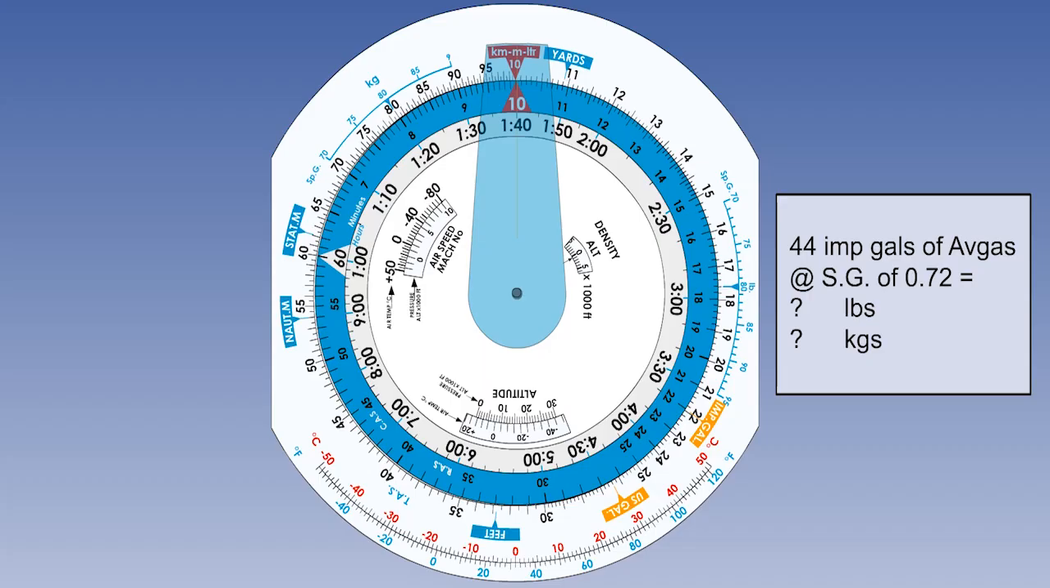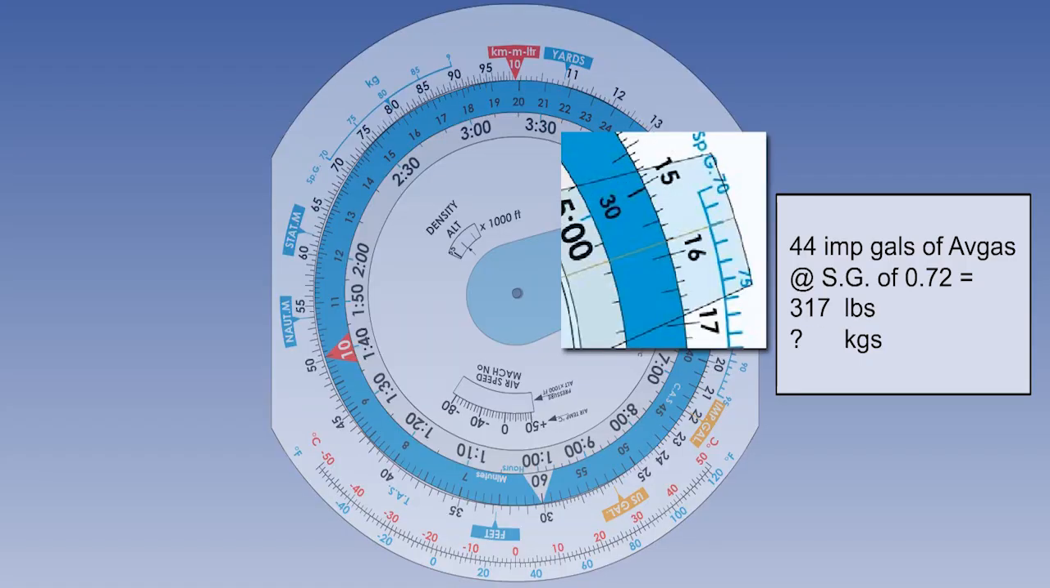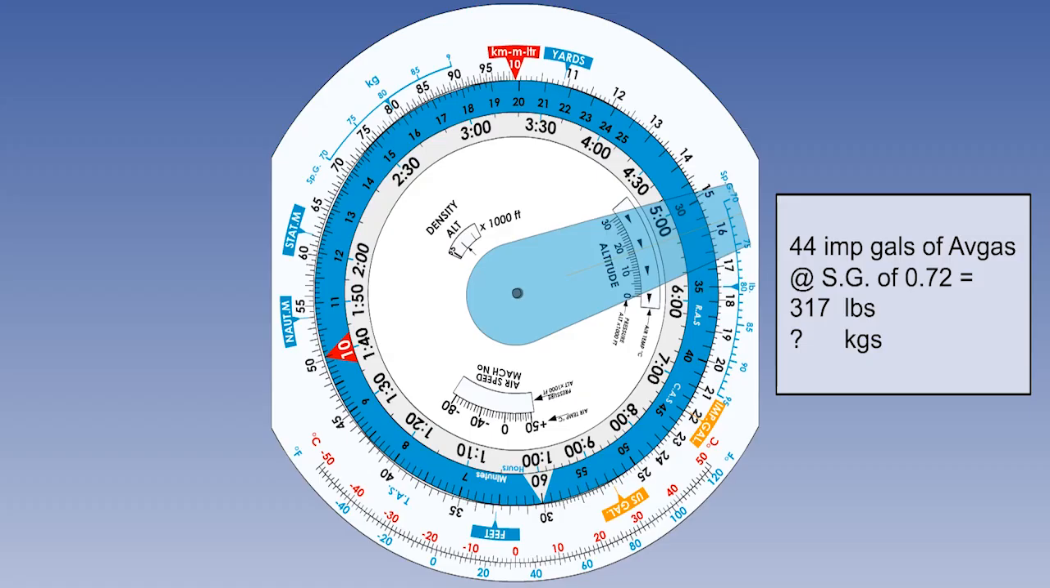Using the cursor, place 44 on the inner scale, under the imperial gallons index on the outer scale. Move the cursor so that it's aligned with 0.72 on the pounds SPG scale, and read off 31.7 on the inner scale. Our estimated figure tells us that the accurate answer is 317 pounds. An identical procedure, but using the US Gal index instead of the Imp.Gal index, would enable us to convert US gallons into pounds.